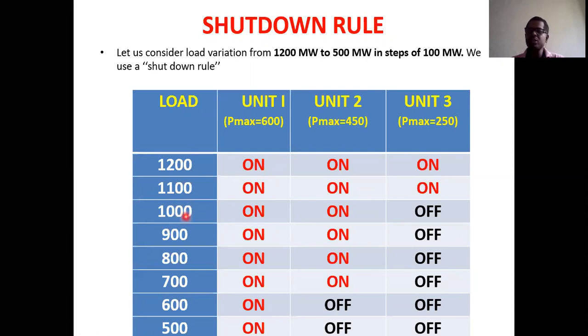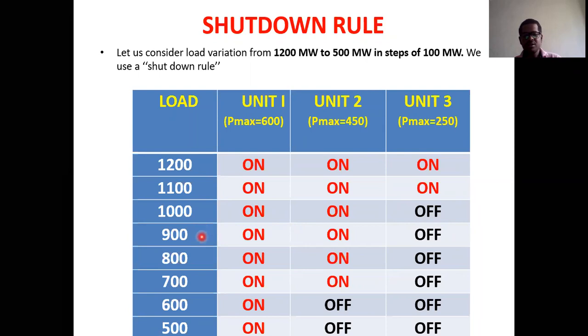In order to meet this 1000 megawatts, how many generators do we need to turn on? Or is there any necessity to shut down any generator? For example, for the unit 1 and unit 2 combination, 600 plus 450 is how much? 1050. But the load is only 1000 megawatts. So definitely when you use these two, you can meet this load. That's why unit 1 is in on condition, unit 2 is also in on condition, but unit 3 is in off condition, because there is no necessity for unit 3; unit 1 and unit 2 alone can meet the load of 1000 megawatts. So we can shut down unit 3 when moving from 1100 to 1000 megawatts.